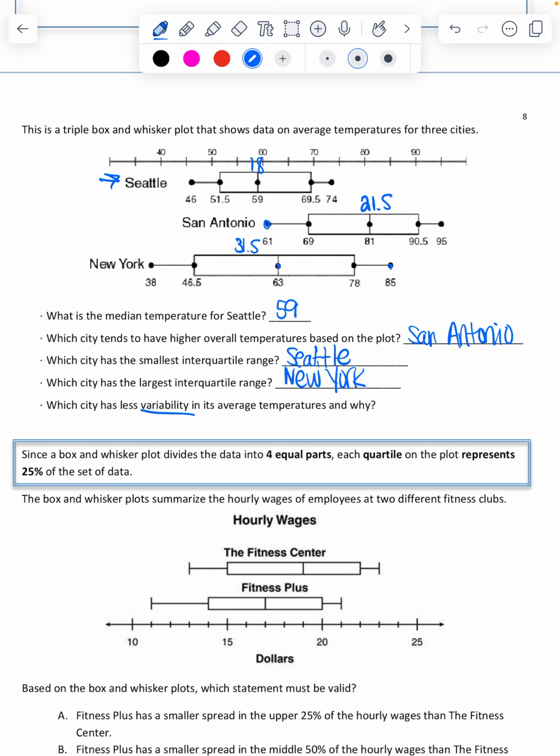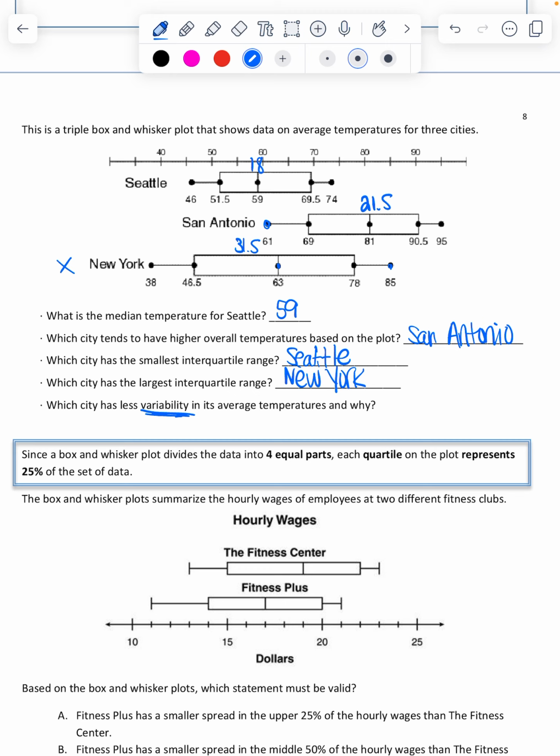So this question is, which one has the least variability? So the answer would not be New York. New York is definitely the city that has the most variability. All right, so then we would be looking at Seattle versus San Antonio. Seattle has the smallest box, and Seattle also, 74 minus 46, has the smallest range.